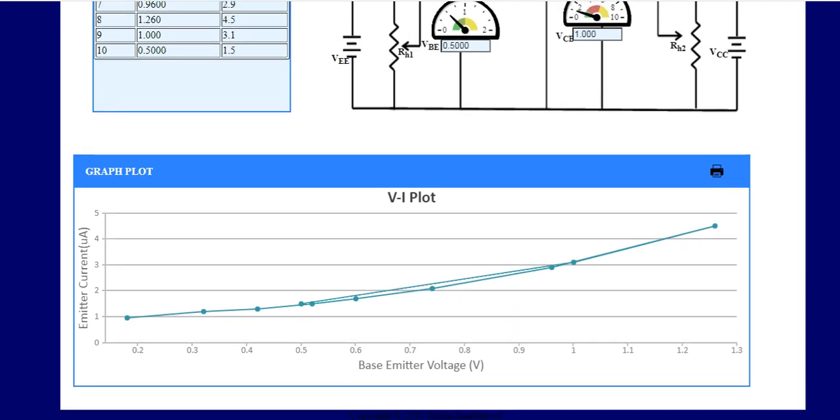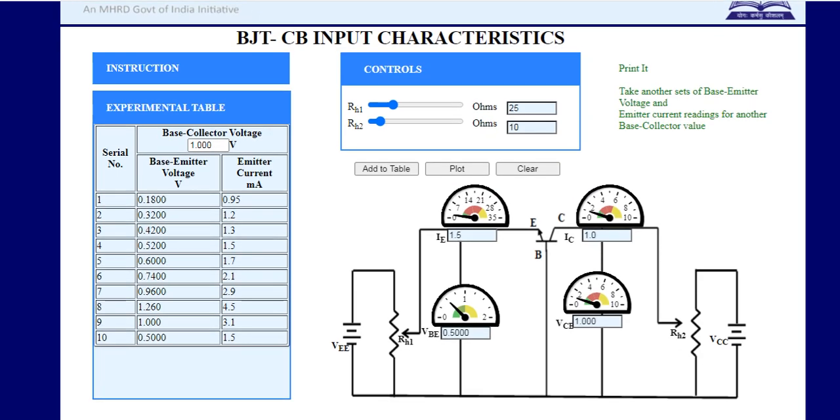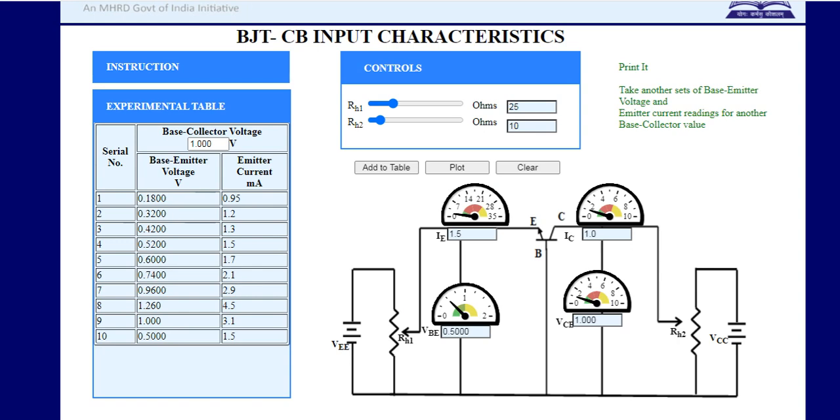So this is basically the simulation of bipolar junction transistor for common base configuration. We can draw the same characteristic, meaning the graph between IE and VBE, for some different value of VCB like 2 volt, 4 volt, 6 volt and so on.